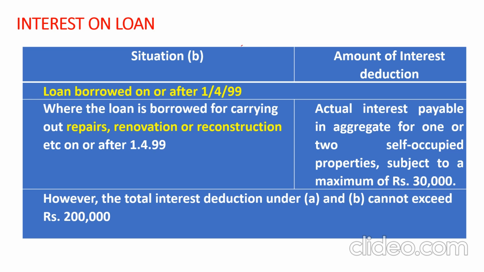Now the most important point is, however, the total interest deduction under A plus B cannot exceed 2 lakhs. So we had two situations, situation A and situation B, right? So cumulatively, it is only 2 lakhs. The maximum interest which can be deducted is only 2 lakhs.